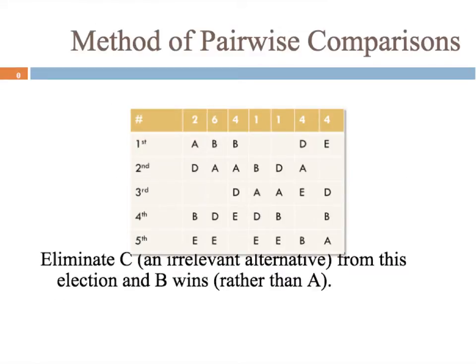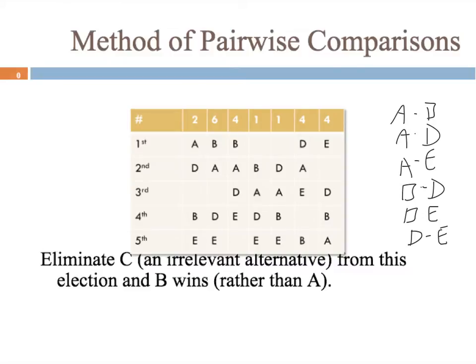So say we eliminate candidate C, who drops from the race, someone who didn't win anyway, from this election, and B is actually going to end up winning instead of A. I'm going to illustrate that here. So let's list out who we have now. We don't have C anymore, so we have A versus B, A versus D, A versus E, B versus D, B versus E, and D versus E. Okay? And so let's try to do this a little more quickly this time.